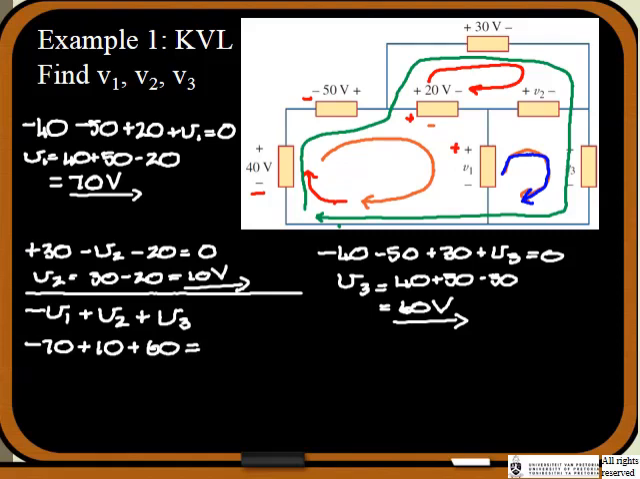Does that equal 0? Let's see. Minus 70 plus 10 gives me minus 60. So minus 60 plus 60. And lo and behold, we have 0. So super fantastic. All our loops balance. And that's just a quick way to check that we actually solved the circuit correctly.